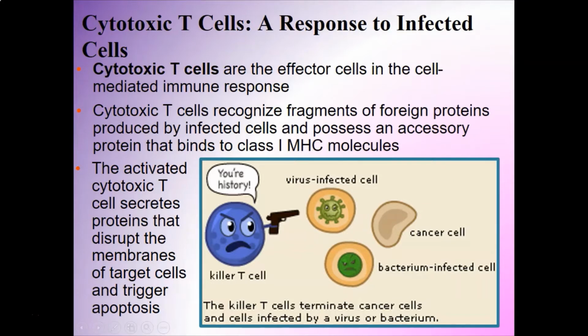They recognize fragments of foreign proteins produced by infected cells and possess an accessory protein that bonds to class 1 MHC molecules. And these activated cytotoxic T cells secrete proteins that disrupt membranes of target cells and they trigger apoptosis.